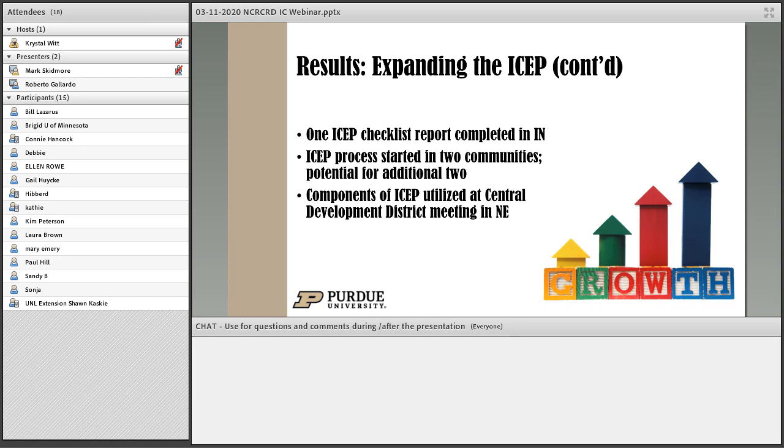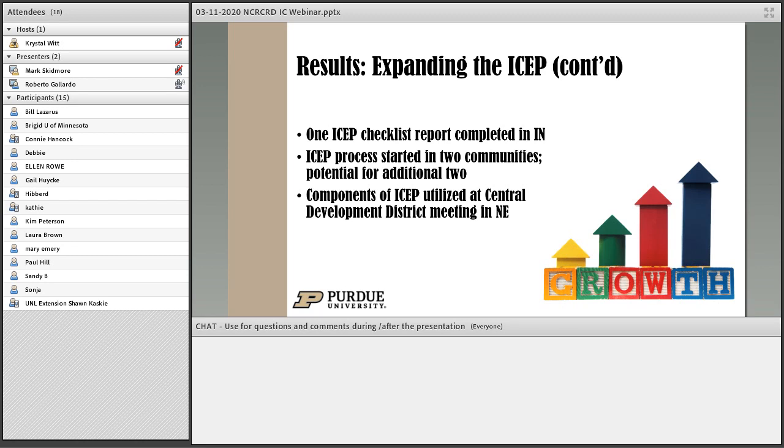Moving forward, so expanding the ICEP, I'm sorry, I skipped a slide there. One checklist report was completed by one of the graduates of this program in Indiana. It is being implemented as we speak. Because of this, this process started in 2 more communities, and there's an additional 2 more communities that may jumpstart this or may begin this process rather soon.